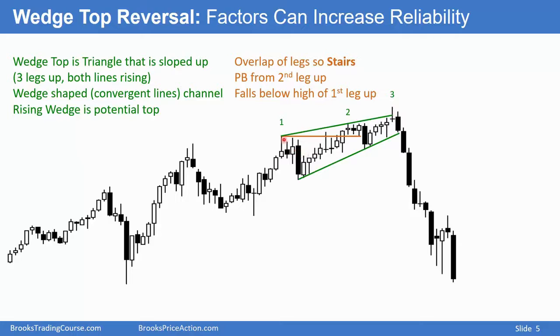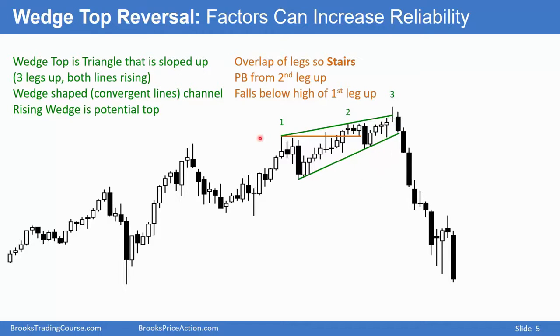A triangle that's sloped upward, 1, 2, 3, 3 pushes up in a trading range. It's a triangle. It's sloped upward, so I use the term wedge. Convergent lines, you can call it a bull channel or you can call it a wedge. A rising wedge is a potential top. A bull channel, a wedge bull channel, is usually a bear flag. The odds are you get a bear breakout.